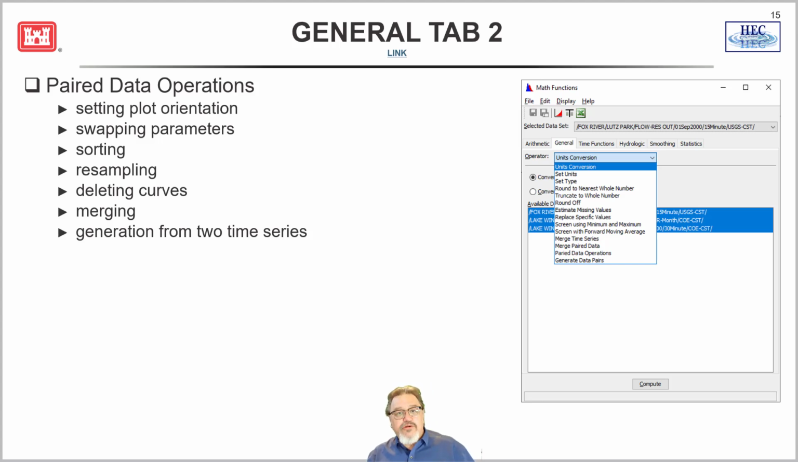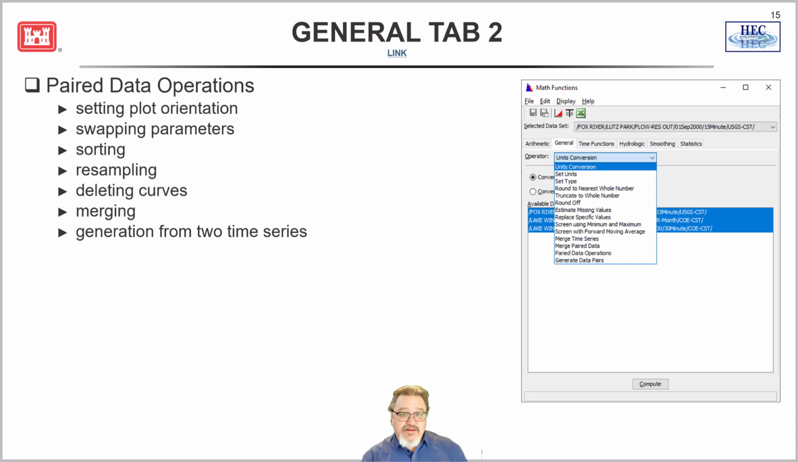You can merge multiple paired data records. You can have multiple curves in a single paired data record, and the general tab here gives you an operator to say, I want to thin those out. I don't want all of these curves in my paired data record. I want to delete some of them. So this is most of what you see in the math functions that is not related to time series. Most of it's time series, but we do have this set of paired data operations that become very useful if you're needing to work with paired data records.